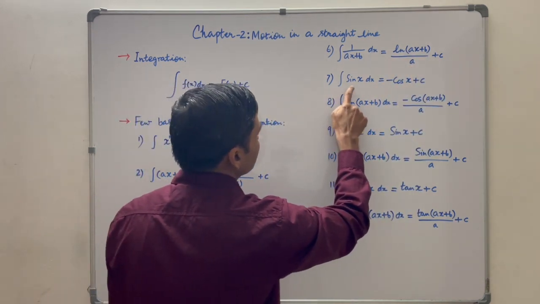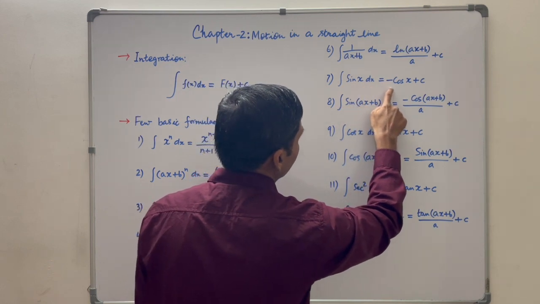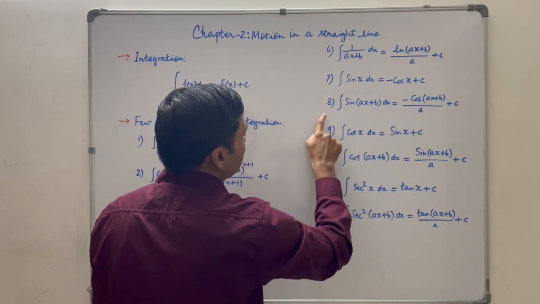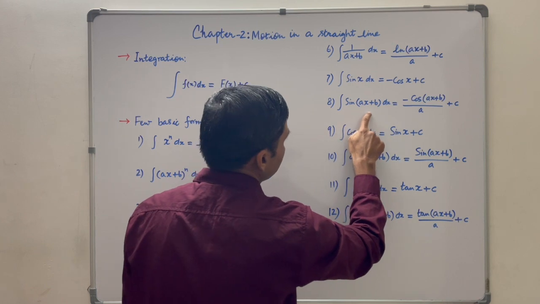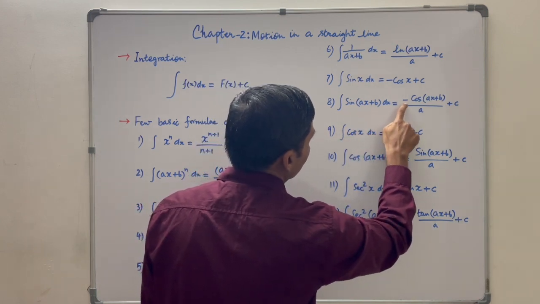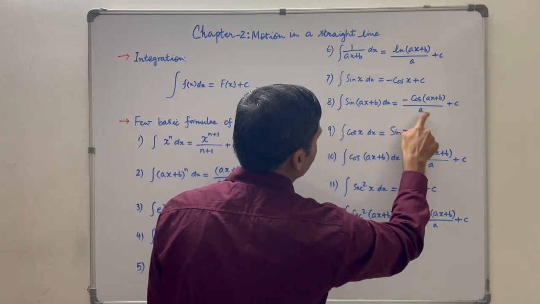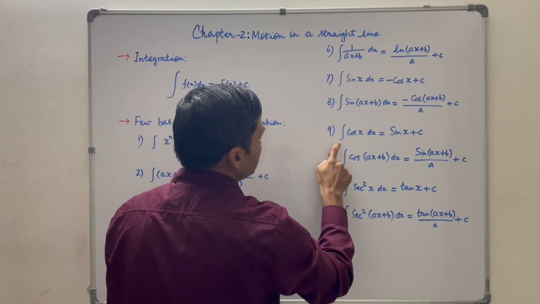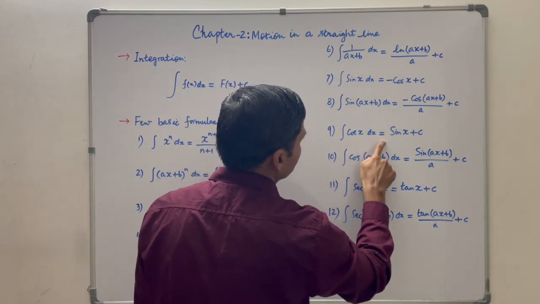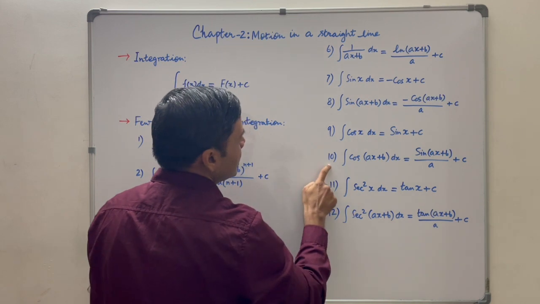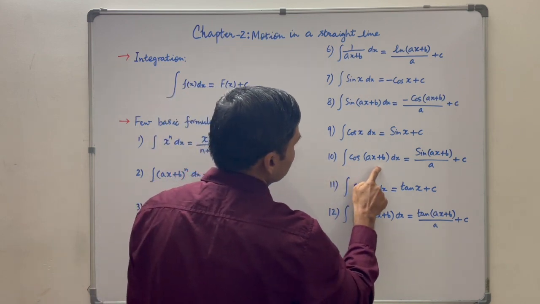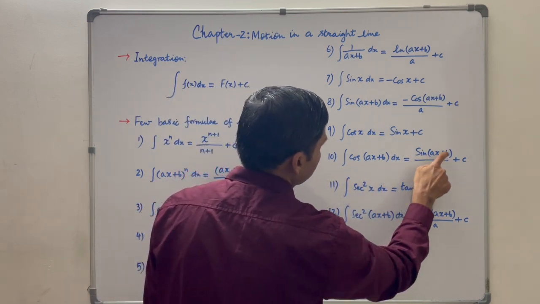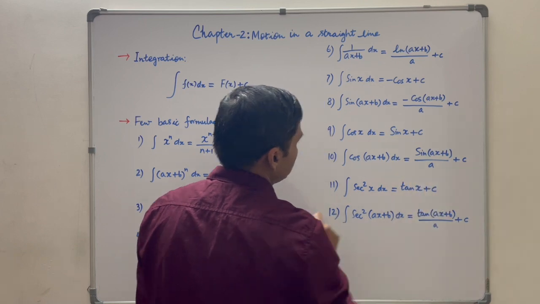Seventh one, integration of sin x dx is equal to minus cos x plus c. Eighth one, integration of sin(ax plus b) dx is equal to minus cos(ax plus b) upon a plus c. Ninth one, integration of cos x dx is equal to sin x plus c. Tenth one, integration of cos(ax plus b) dx is equal to sin(ax plus b) upon a plus c.